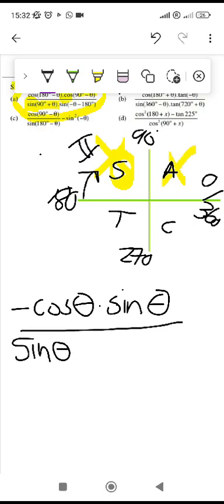We're going to stop this video here. In our next video, we're going to talk about a negative angle so that we can actually complete this question.